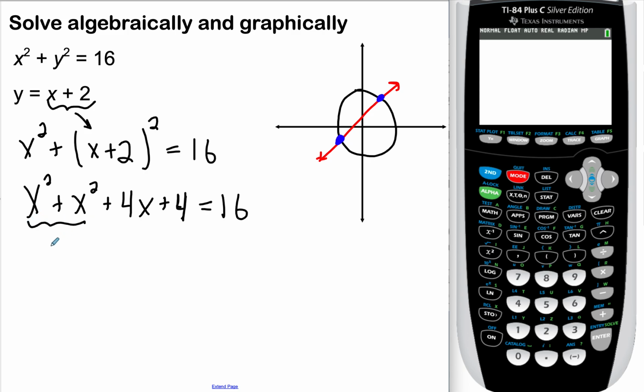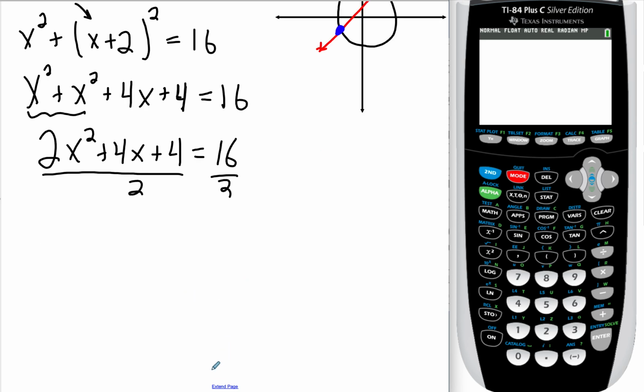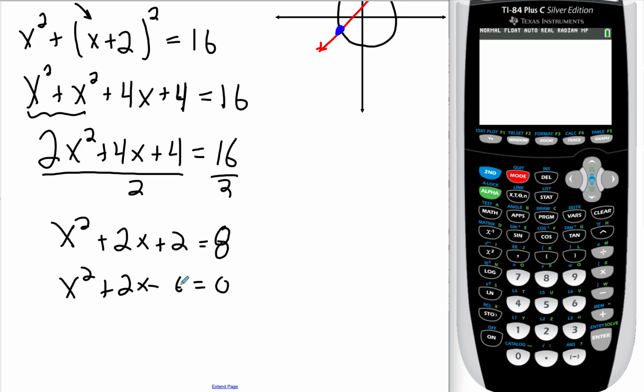Now we do have like terms of x squared, so I'm going to make that a 2x squared. And I actually got lucky. There's a common factor of 2 on each side, so I'll divide everything by 2, and I get x squared plus 2x plus 2 equals 8. Now I need to solve this, so I'll slide the 8 over and subtract it from both sides. It's actually pretty good midterm review practice because we do need to know how to do this.